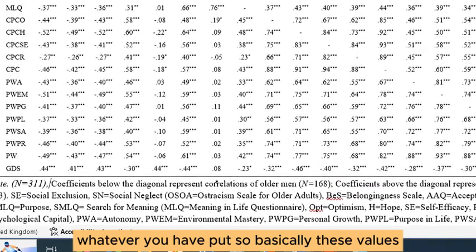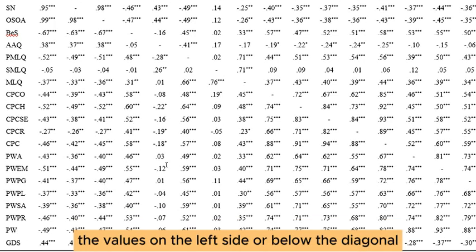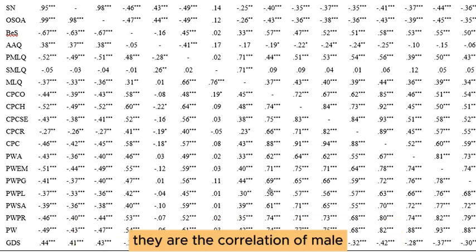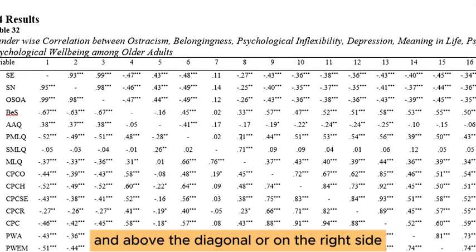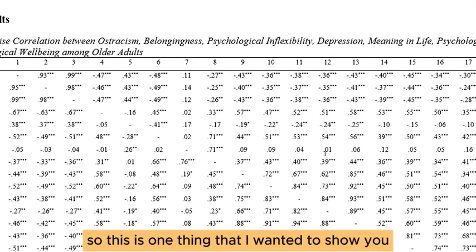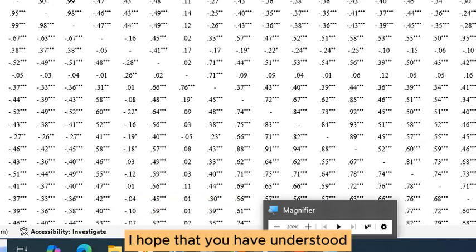So basically, the values on the left side or below the diagonal are the correlations of males, and above the diagonal or on the right side, they are the values of female. So this is one thing that I wanted to show you. I hope that you have understood.